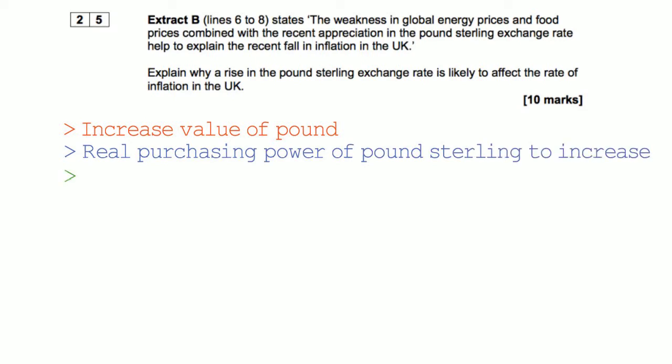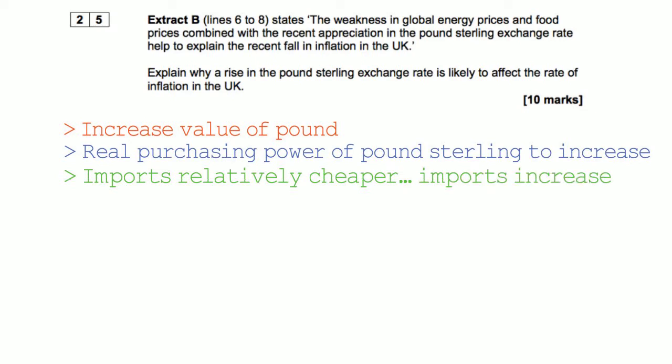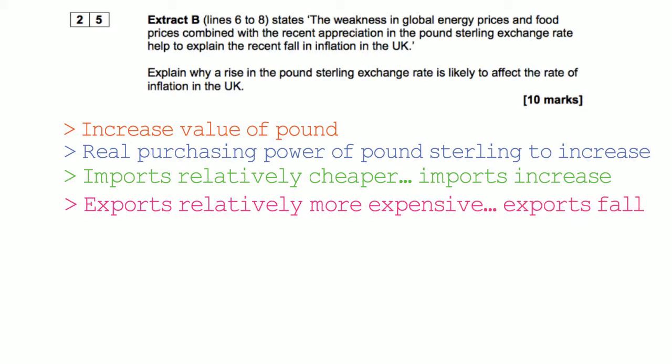This results in imports becoming relatively cheaper in comparison to domestic goods, so imports increase. Also, foreign countries now have to exchange more of their currency for our currency in order to purchase our goods. This makes UK exports now relatively more expensive, and as the prices increase, demand for our exports falls. So an appreciation in pound sterling has resulted in imports increasing and exports falling.